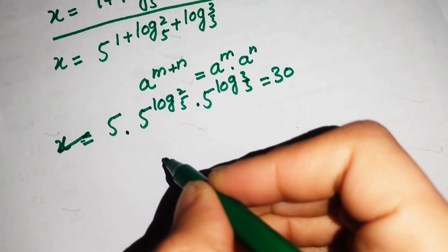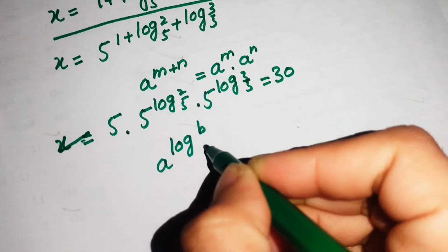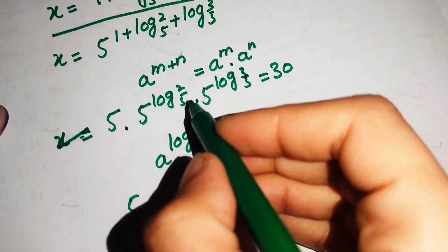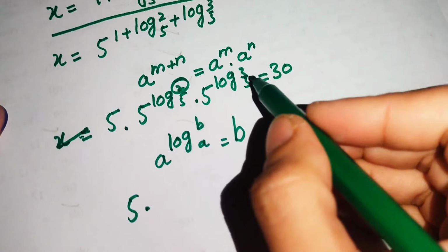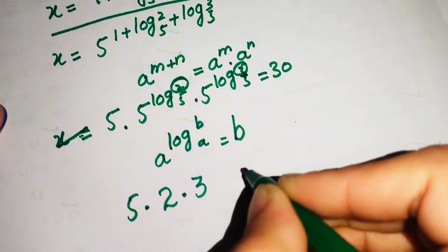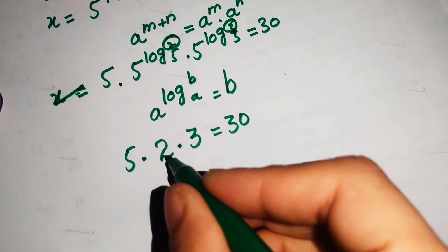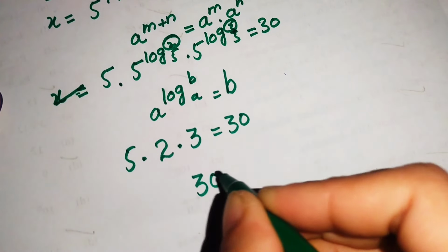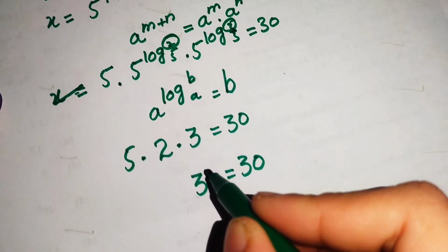And the property of log is a^(log_a b) is equal to b, and here our b is 2 and here our b is 3. So we put it as 5 times 2 times 3 is equal to 30. So it becomes 5 twos are 10 and 10 threes are 30. 30 is equal to 30. So this would be our given solution.